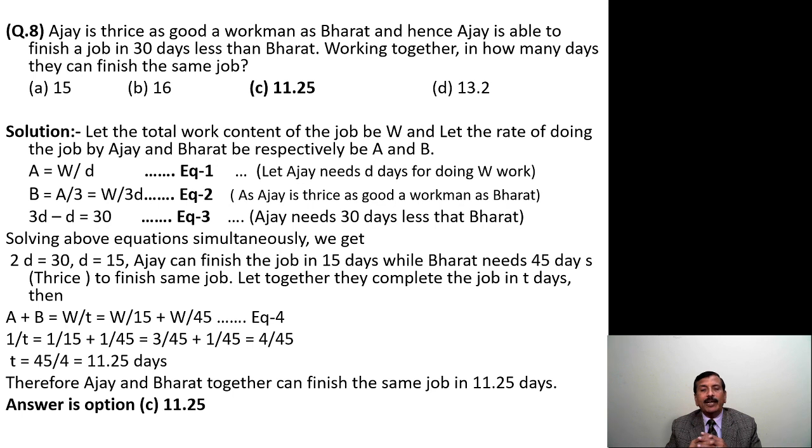A is equal to W by D. Assume that A can complete the job in D days. Because the rate of B is 1/3, B is equal to A by 3, so B is equal to W by 3D. Naturally, B requires 3D days, A requires D days. So the difference in the duration of both of them, 3D minus D, is 30. So 2D is 30, so D is 15. The moment we get that A can do the job in 15 days, B can do it in 45 days, the rest is obvious. Next.